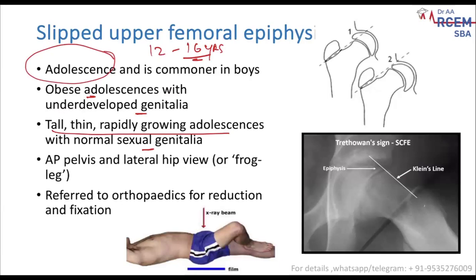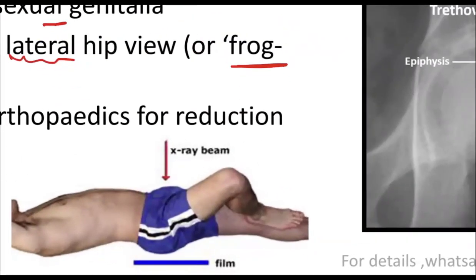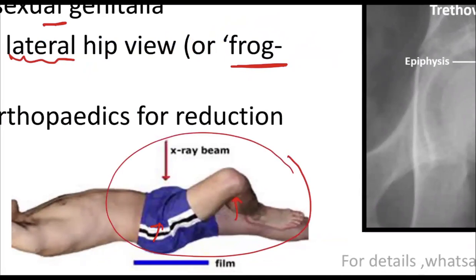To make a diagnosis, you will get an AP view and a lateral X-ray of the hip. If required, you will get a frog leg view. Frog leg is the preferred one. It's a special view where the knee is flexed and the hip is abducted in this manner, similar to a frog leg. That's why it is known as the frog leg view.